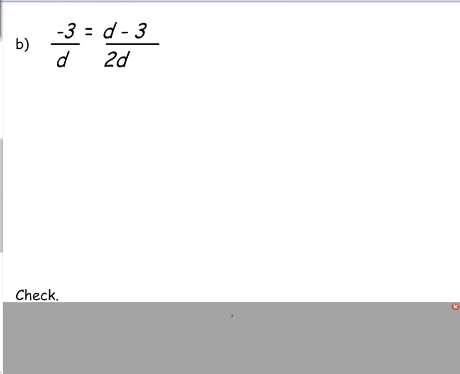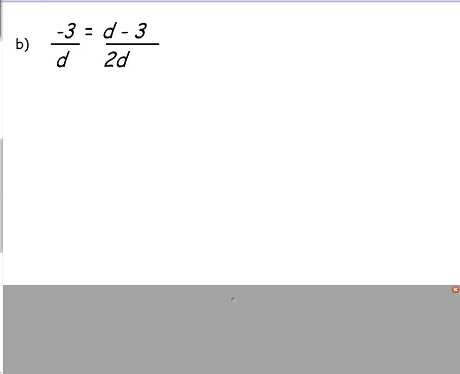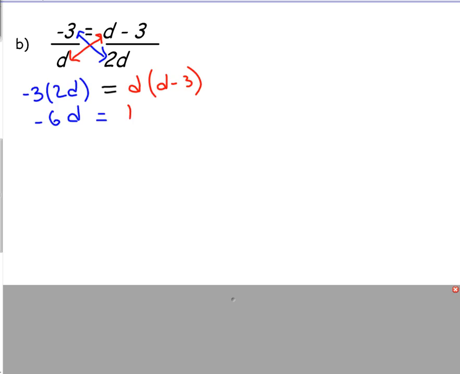So we have this: negative 3 over d is equal to d minus 3 over 2d. We still want to be using our cross product property. This gives us 2d times negative 3 and d times d minus 3. So we get negative 3 times 2d is equal to d times d minus 3. Negative 3 times 2d will give us negative 6d, is equal to d times d minus 3, which will be d squared minus 3d.